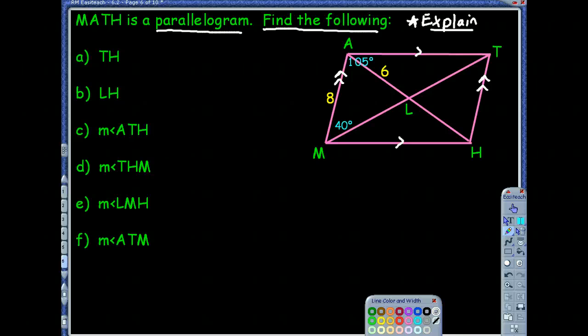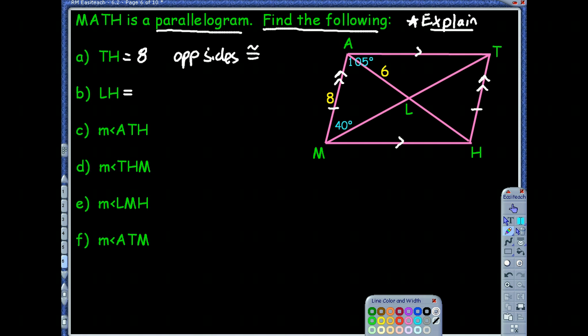What do you think? Well, I'm thinking we learned a property that said opposite sides are congruent. So I know that MA was 8, so I think TH would also be 8. You're exactly right. And what would be your reason for that? Because opposite sides are congruent. So this is what I mean by explain. Okay, it's not like you have to write a paragraph. It's super quick. It supports what you're thinking. Okay. All right, so let's move on.